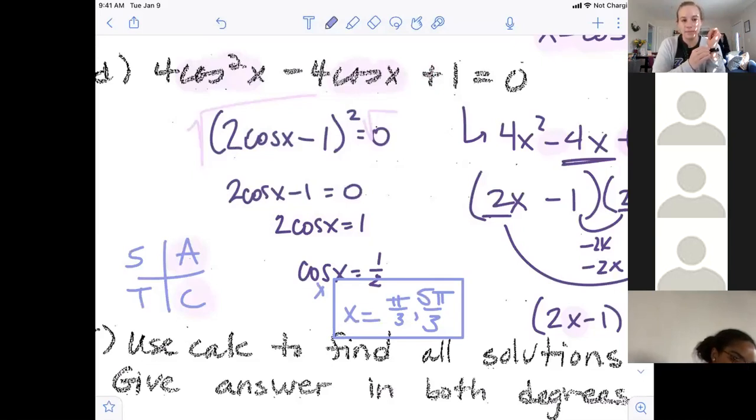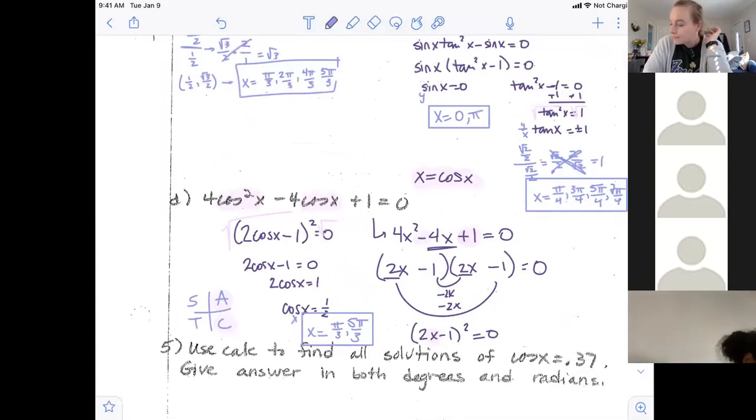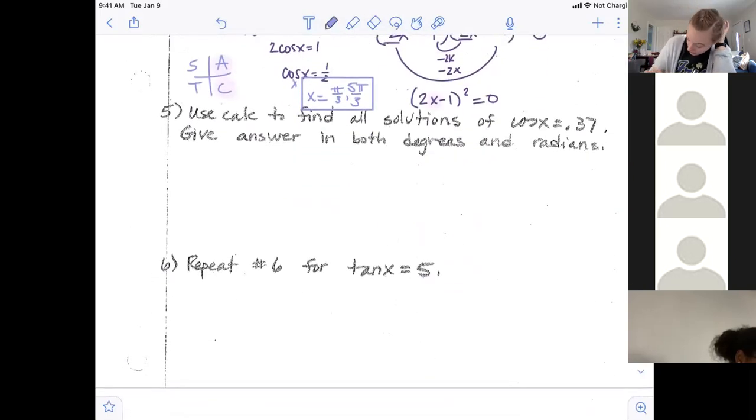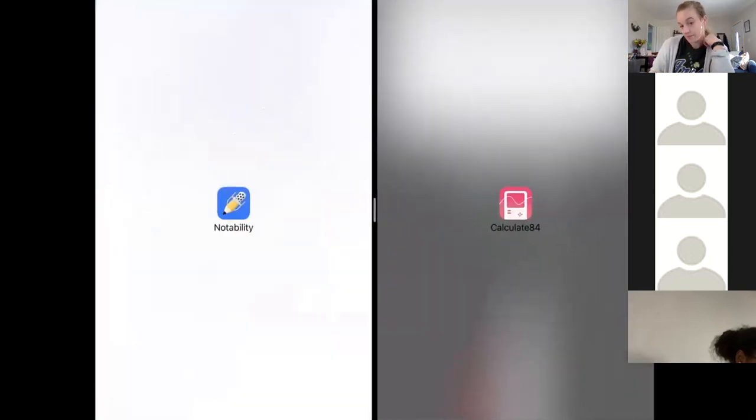Okay. That's it for those types of problems. Does anyone have questions on those first 4 problems we just did? Okay. Next, the last 2 problems for this section are calculator problems. So I'm going to pull my calculator out. Get yours out if you have one.